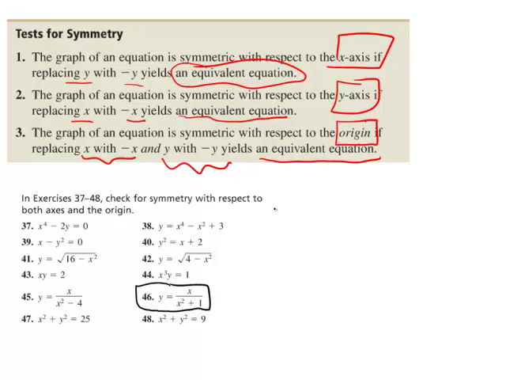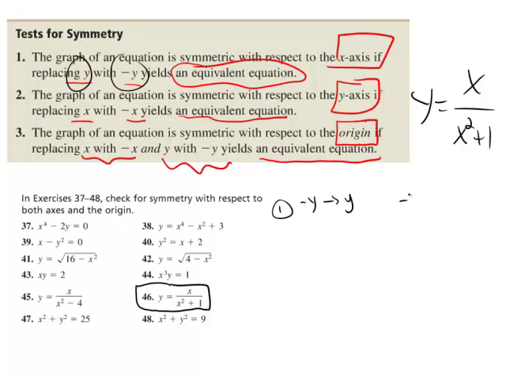All right, there's three different checks. Number one, replace y with minus y. See if that gives you the same thing back out. So I have this function, y equals x over x squared plus 1, and they want me to see if I can replace y with minus y. Negative y takes the place of y. Do you get the same thing back out?